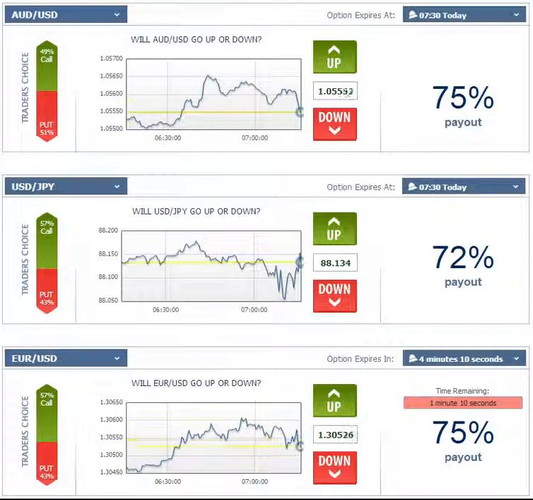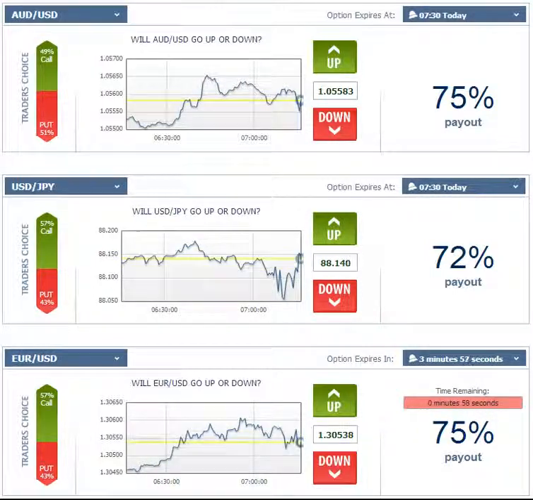I'm referring, of course, to the Australian dollar to the US dollar. None of the others changed, and that might have to do with the fact that they're mid-trade. But that's all that happened. And I think we've had this video running for a substantial amount of time right now.